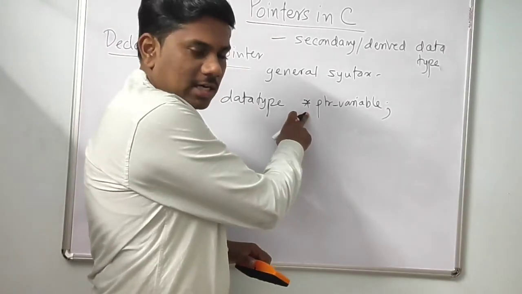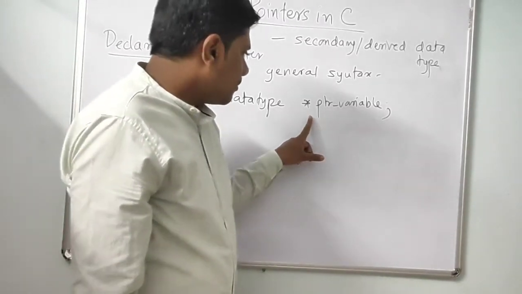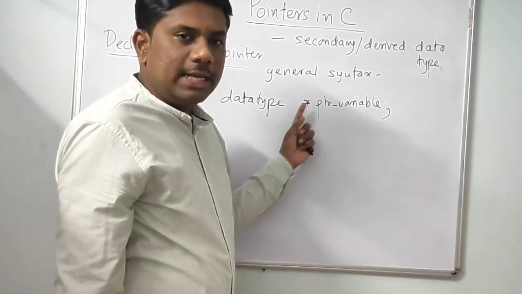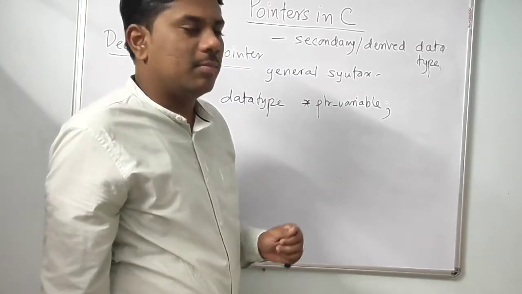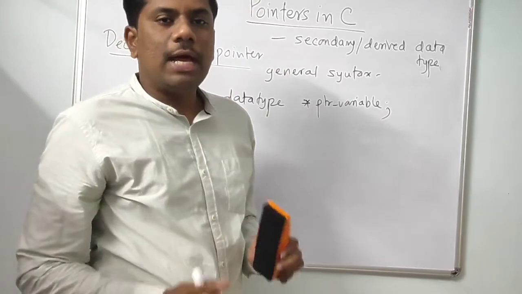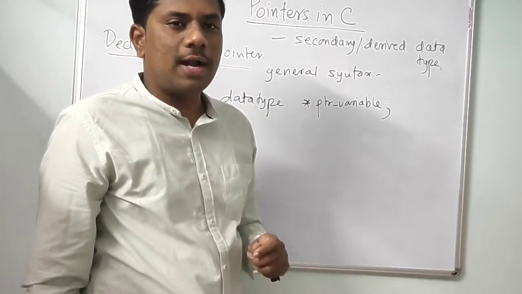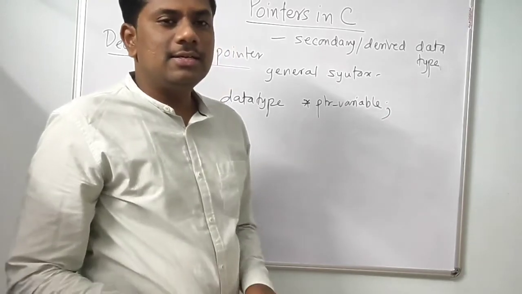Next, there is a star operator. What does this star operator indicate? The variable next to it is a pointer variable. This pointer variable can be any valid C identifier. You can give any name, but it should follow the rules of an identifier. And then there is a semicolon.